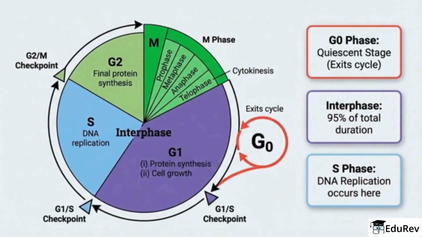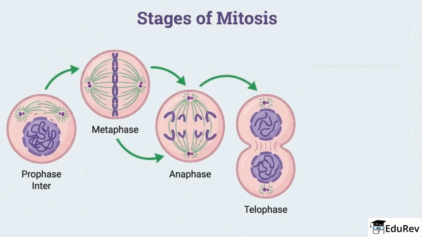However, for those moving forward, the M phase completes the process through karyokinesis, the precise division of the nucleus, followed by cytokinesis, the physical splitting of the cell body into two daughter cells. Mitosis itself unfolds in four main stages.